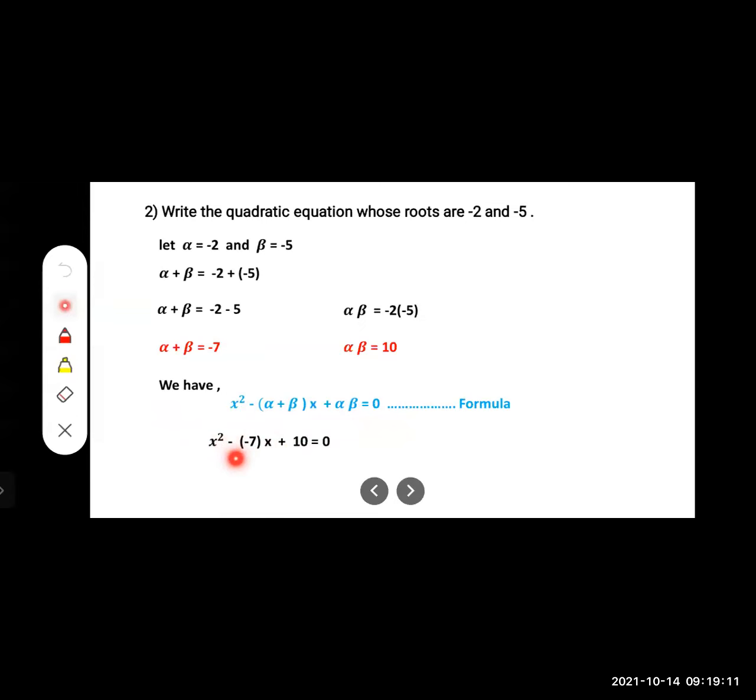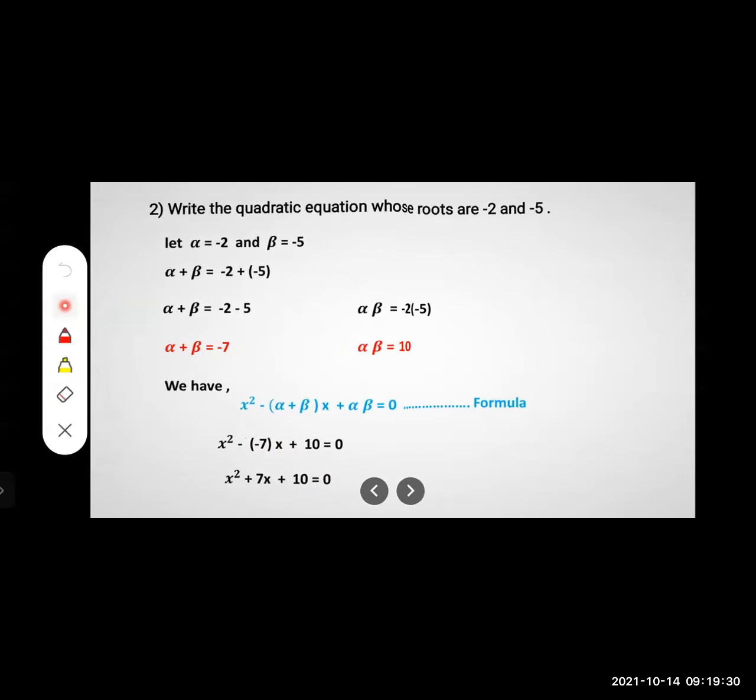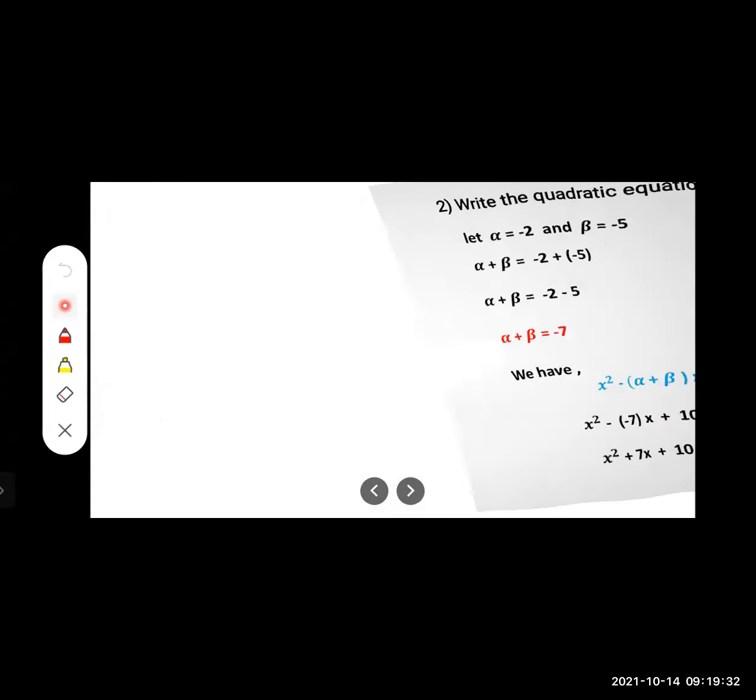Multiply this minus. Minus into minus becomes plus. So what you are getting? x square plus 7x plus 10 equal to 0. Understood, children? Yes. So here for this half, and this half mark you will get. The last answer you will get half mark. So 2 marks you will get for this sum.